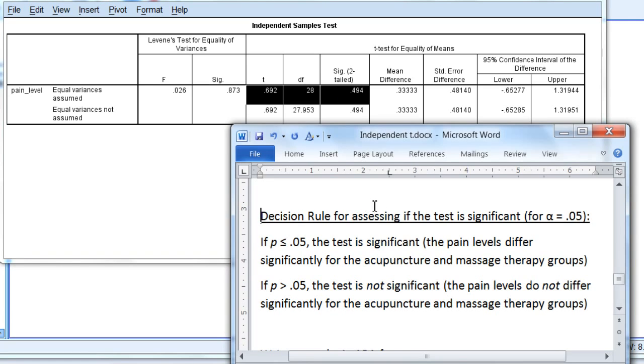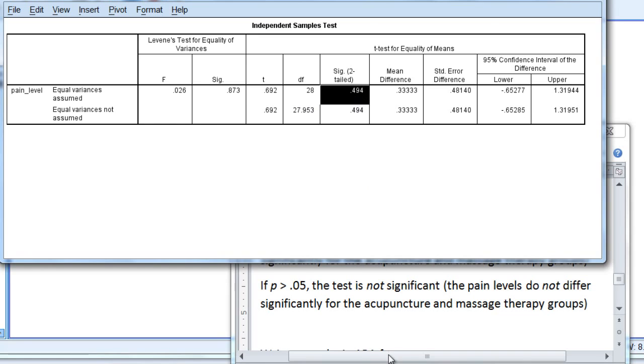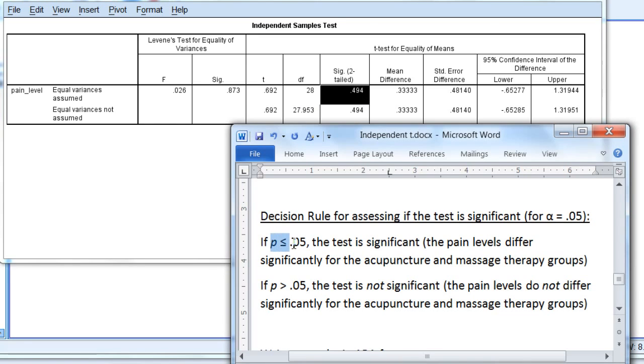Recall the decision rule for assessing if the t is significant using alpha 0.05: we look at this p-value, and if p is less than or equal to 0.05, the test is significant, which indicates the pain levels differ significantly for the acupuncture and massage therapy groups. Whereas if p is greater than 0.05, the test is not significant, indicating that the pain levels do not differ significantly for the two groups.